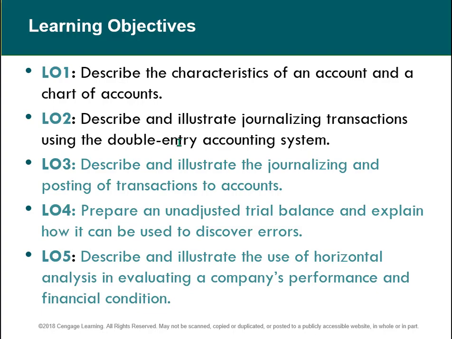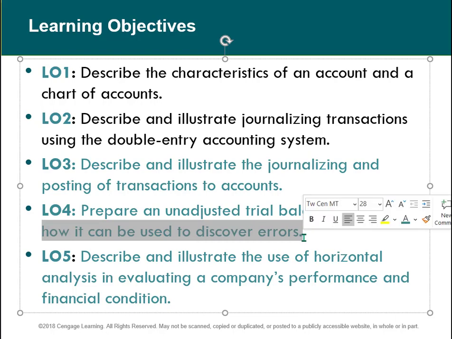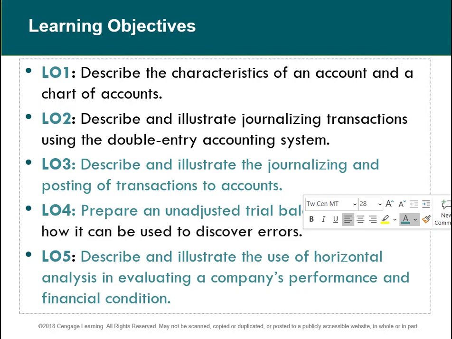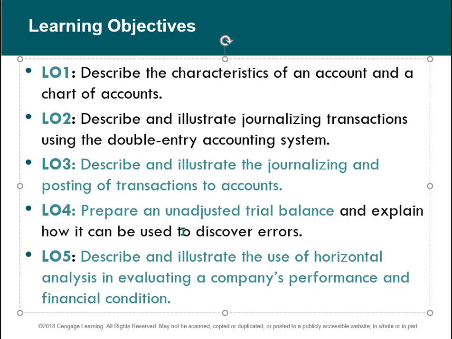Now, in this presentation we're going to describe the journalizing and posting of transactions to accounts, and then preparing an unadjusted trial balance and explaining how it can be used to discover errors. We are not doing this part. Our errors are really hard, and frankly, you don't have to worry about that. So we won't do that piece. Just these two, and we'll see how long it takes. I might do the last one also.